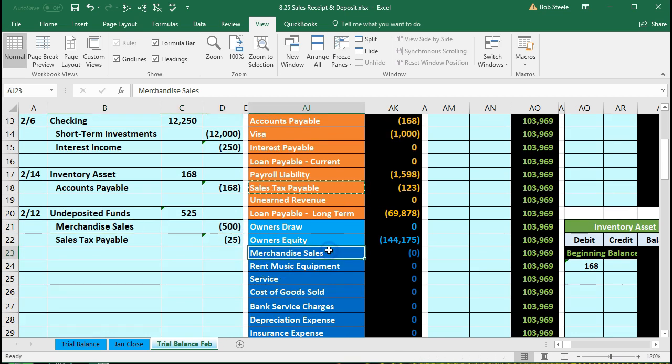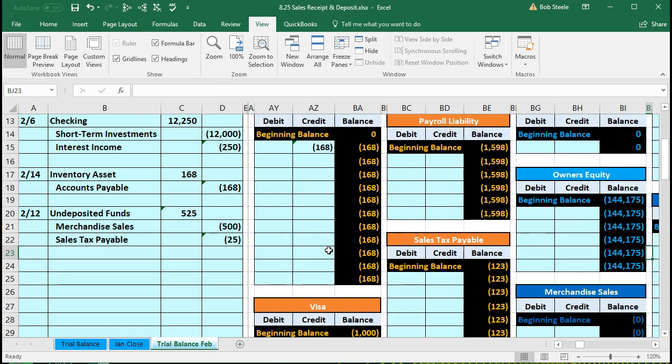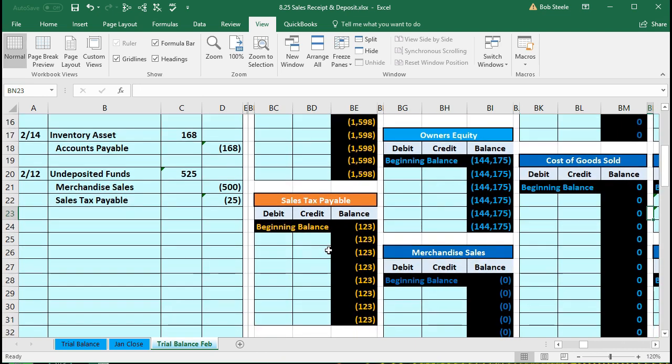This is what we want, the first one. It's going to be in the same order from the trial balance here to the general ledger to the right. So we're going to scroll over to the general ledger, looking for merchandise sales. We've got assets, we've got liabilities, equity, and then here are the merchandise sales.